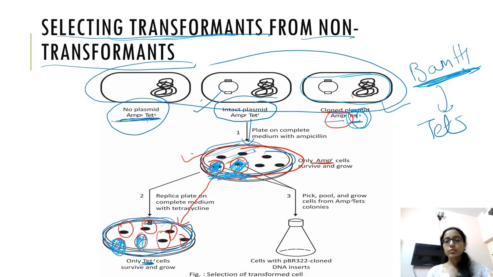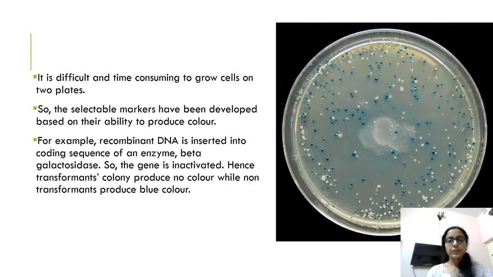But here we have to grow the cells on 2 media. If we are selecting one gene and we are keeping one antibiotic resistance like ampicillin, we have to grow them on 2 media and we have to check. It is a difficult and time-consuming process to grow the cells on 2 plates. That is why some selectable markers have been developed based on their ability to produce colors.